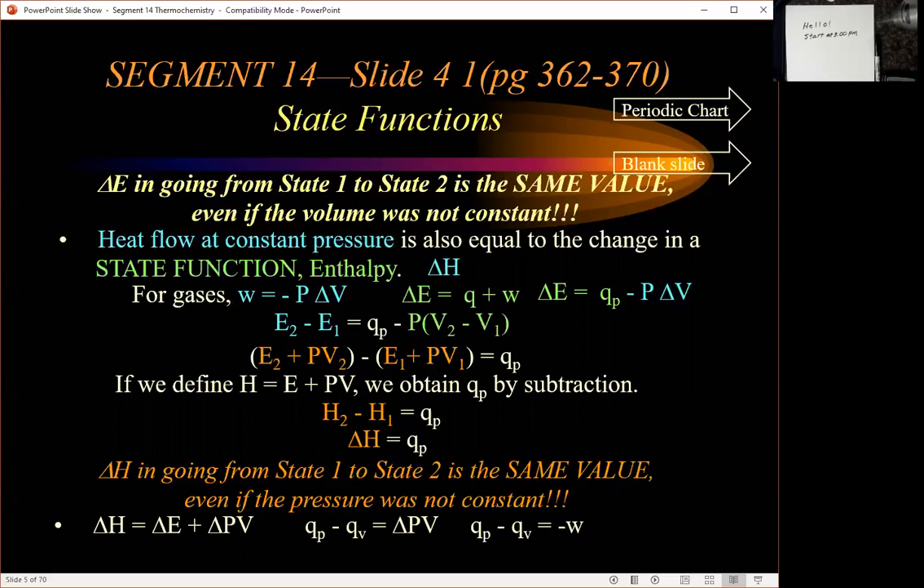Now, if you put these equations together, you can get a relationship between the heat flow at constant pressure and the heat flow at constant volume. And that's just this. If I take the difference, Q at constant pressure minus Q at constant volume, I get negative work. So the work can be calculated from the difference between the heat flow at constant pressure and the heat flow at constant volume. They typically won't be the same value.